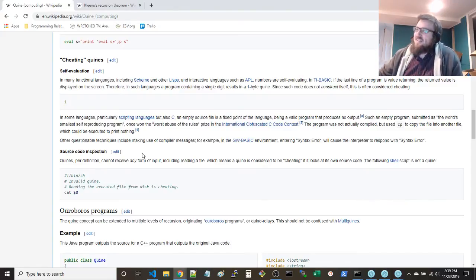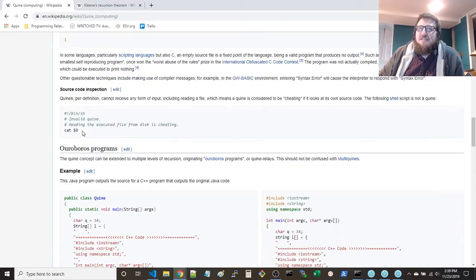Come on, man. This is what I was looking for. I was like, there's got to be a way to do this. Source code inspection. Right, I was going to do this one too. Quines by definition cannot receive any form of input, including reading a file, which means a quine is considered to be quote-unquote cheating if it looks at its own source code.